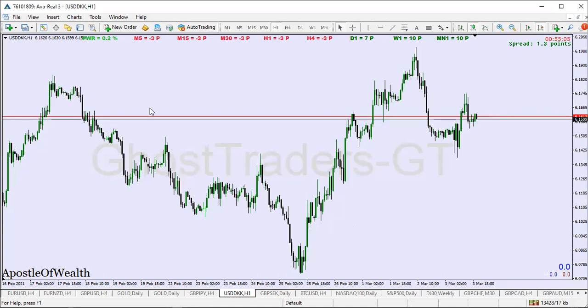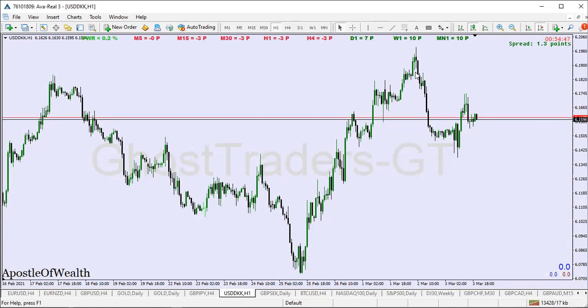Today we're gonna be looking at this USD DKK H1. If you get to look at what we have here, you get to see that we have a lot of opportunities, which I want to show you.